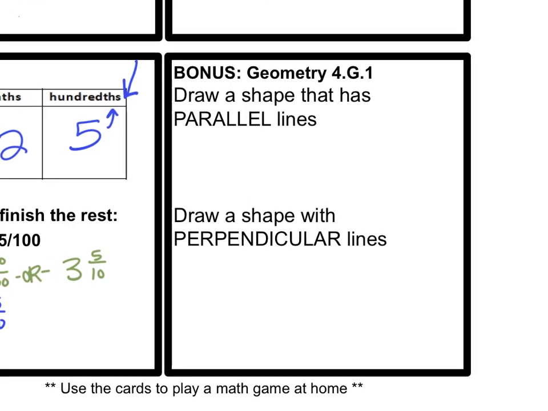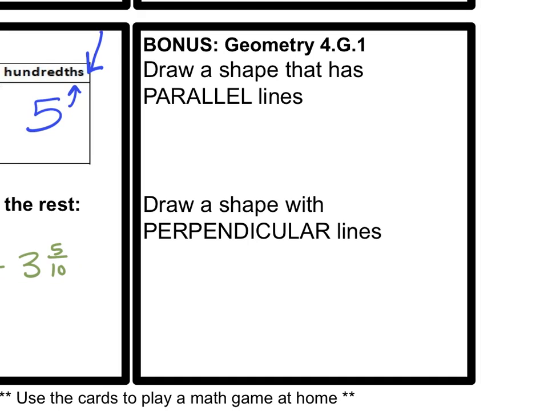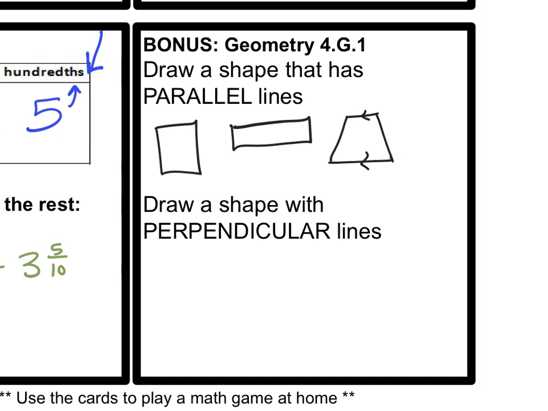All right, and last but not least, draw a shape that has parallel lines. You guys got this. This should be super easy. It can be a lot of different things. You could have drawn a square, a rectangle, or a trapezoid because it has one pair of parallel lines right here. There were so many different things. If you come up with something else like a parallelogram, that would also work. Whatever it is, as long as the lines are parallel, meaning this line will never touch this line, or this line will never touch this line.